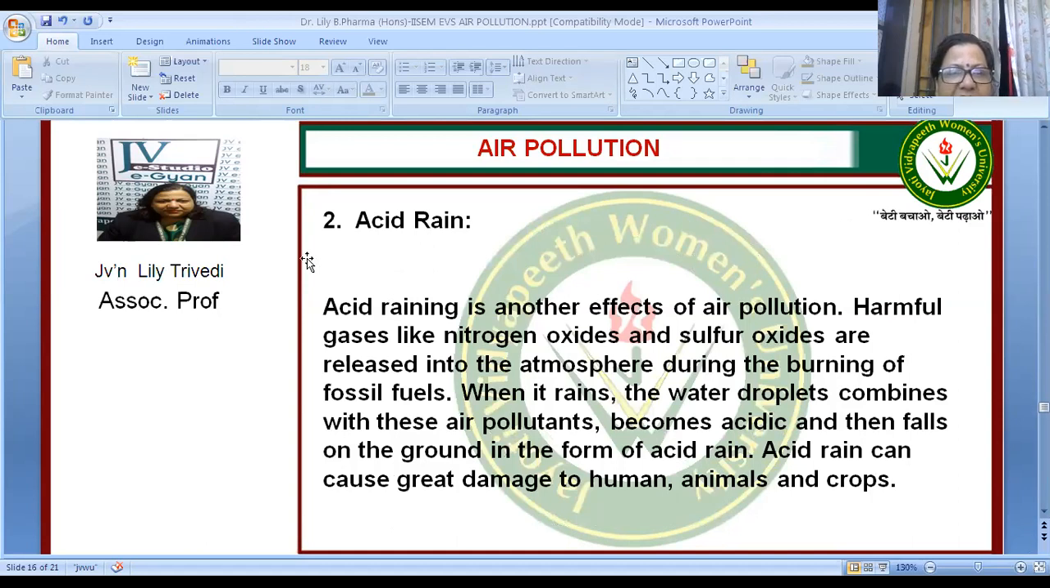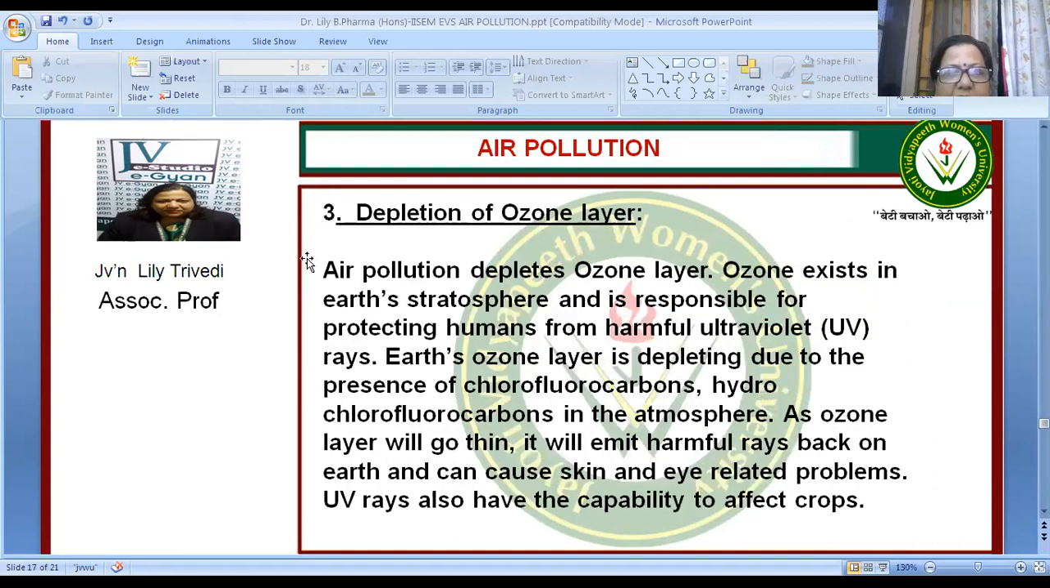Acid rain is another effect of air pollution. Harmful gases like nitrogen oxide and sulfur oxide are released in the atmosphere during the burning of fossil fuels. When it rains, the water droplets combine with these air pollutants, become acidic and then fall on the ground in the form of acid rain. Acid rain can also cause great damage to humans, animals and crops.